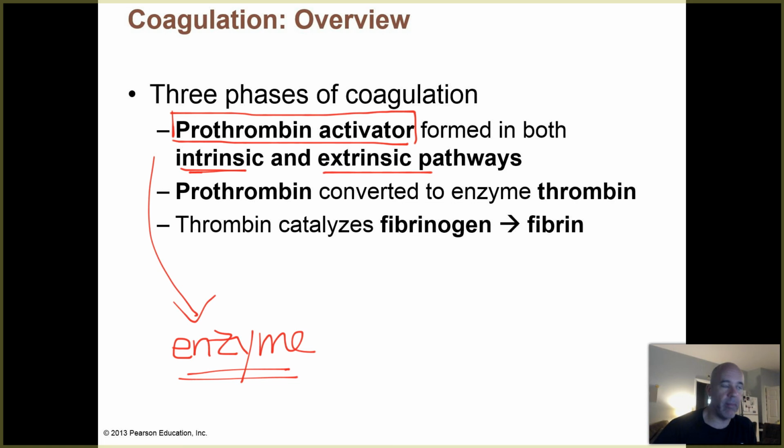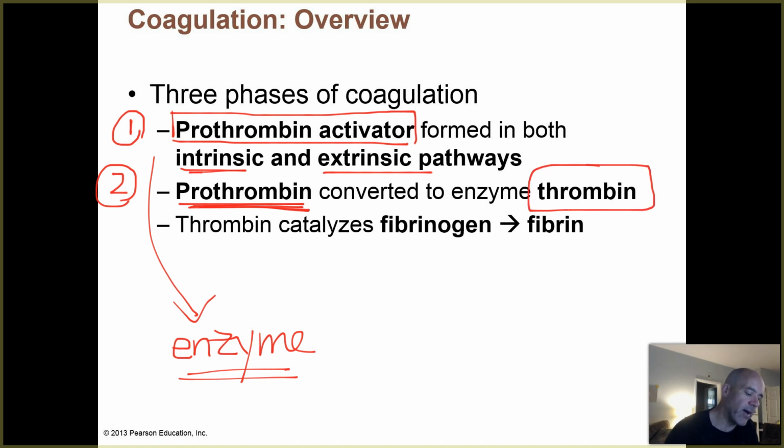Once you make prothrombin activator, that's step number one. Prothrombin activator is an enzyme, and it takes a procoagulant called prothrombin and converts it into the enzyme thrombin. So prothrombin, when we see the pro prefix, that means it's an inactive form. It's not doing anything. It has to get converted into the active form, thrombin. And then thrombin is an enzyme.